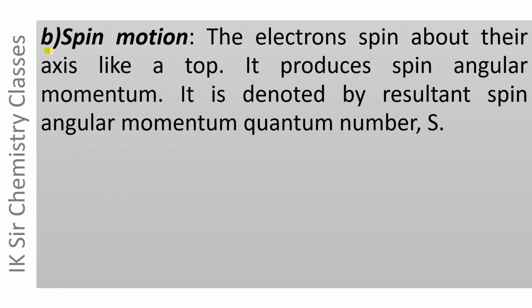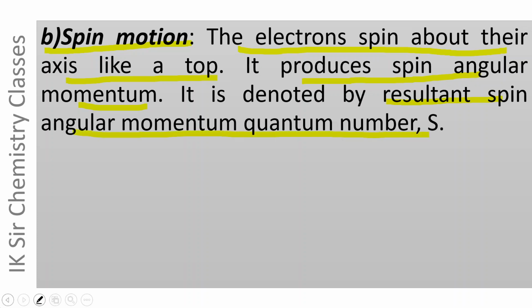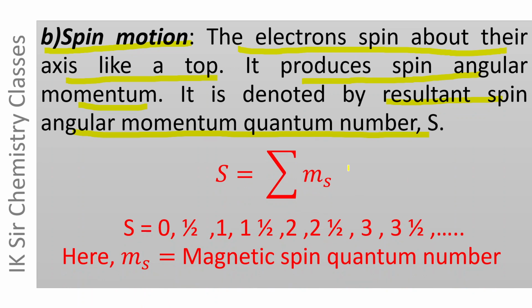The second motion of electron in an atom is spin motion. The electrons spin about their axis like a top. It produces a spin angular momentum. It is denoted by resultant spin angular momentum quantum number S, and S is equal to summation of ms values, where ms is the magnetic spin quantum number of electron. The value of capital S may be 0, 1/2, 1, 3/2, 2, 5/2, 3, 7/2, etc.